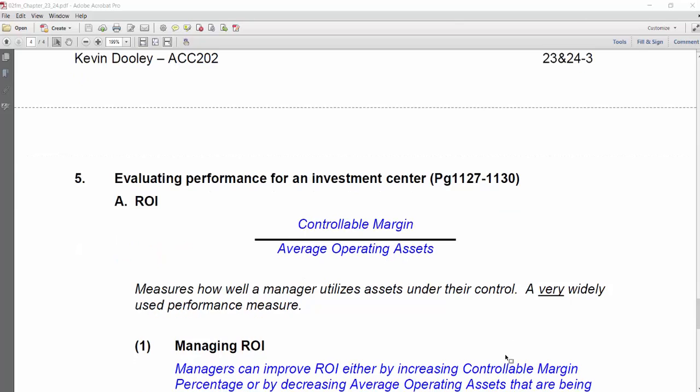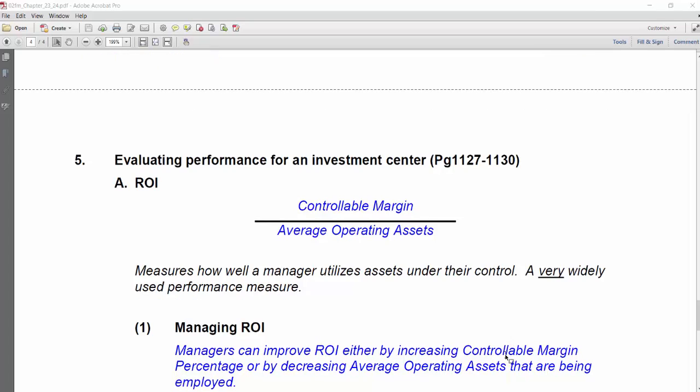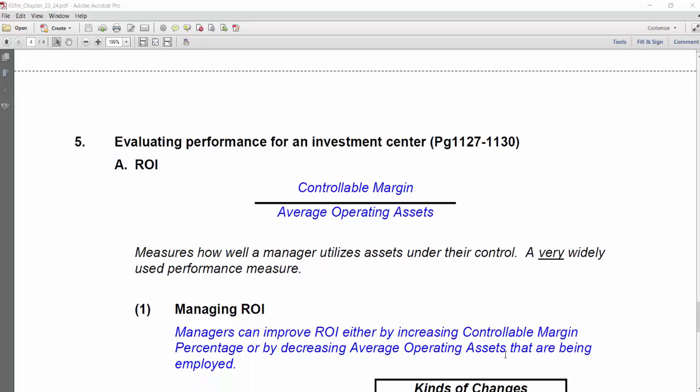Managing your ROI is really a matter of making that fraction look better. So you can improve your ROI by either increasing your controllable margin, which of course everybody's trying to do, the percentage, or by decreasing your average operating assets that are being employed. So sometimes you'll see people saying, yeah, but if we just had da-da-da, we could do a lot better. And I go, no, this is all we got. So basically they're keeping the average operating assets down at a low level so that the ROI pops higher.